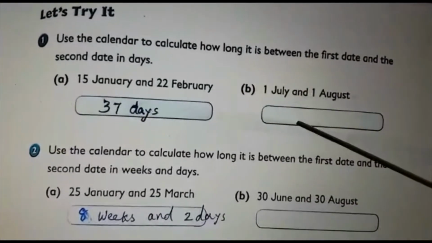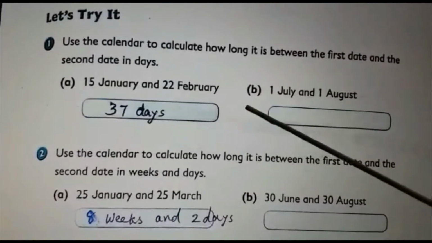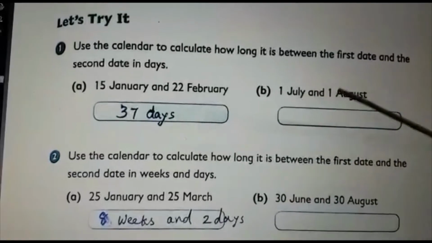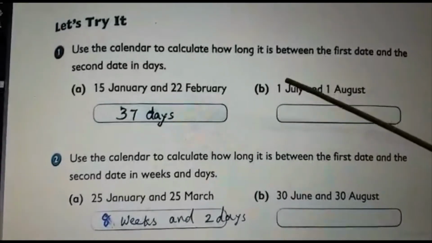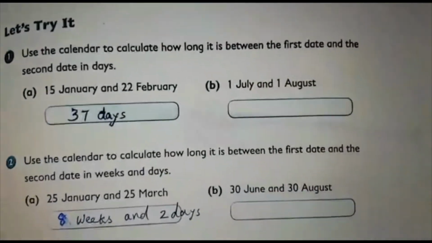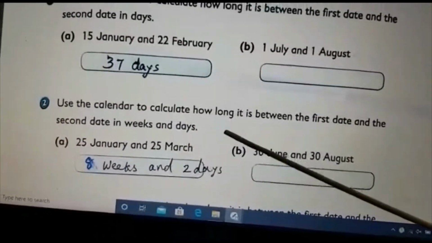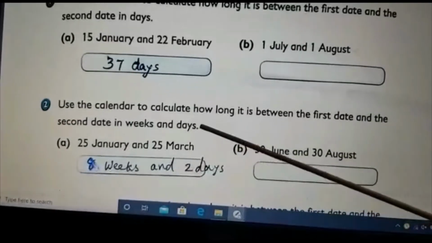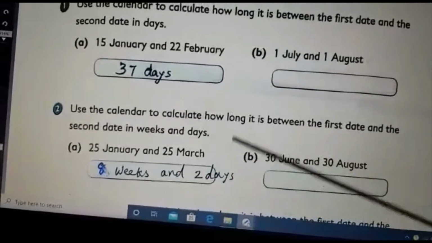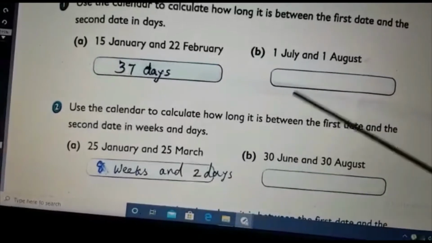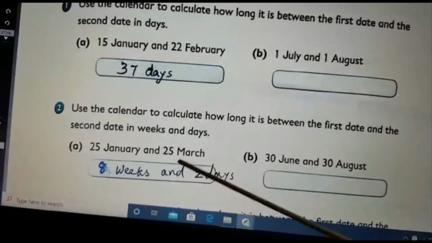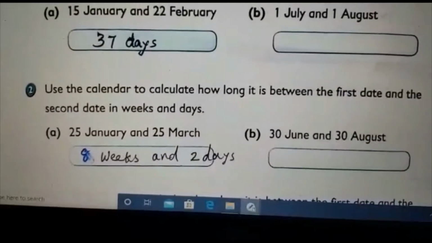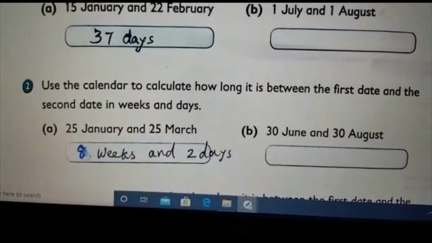Like the same way you do this. 1st July and 1st August. So no need to consider 1st July and 1st August. You just need to count the number of days between these two. That means you should not include 1st July and 1st August. Okay. Then question number 2. Use the calendar to calculate how long it is between the first date and the second date in weeks and days. So you need to count how many weeks are there and how many days are there. So 25th January to 25th March. Same way, no need to consider the 25th January and 25th March because again this question also is in between.